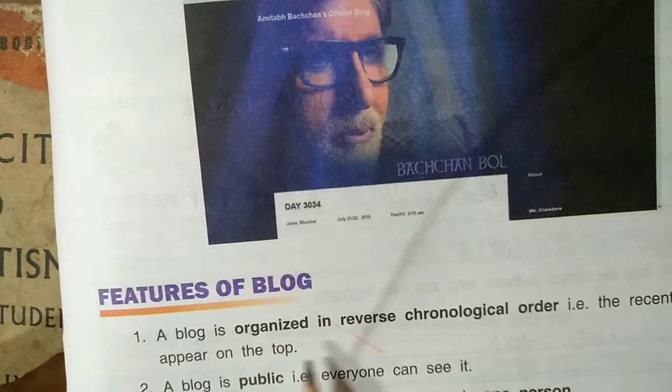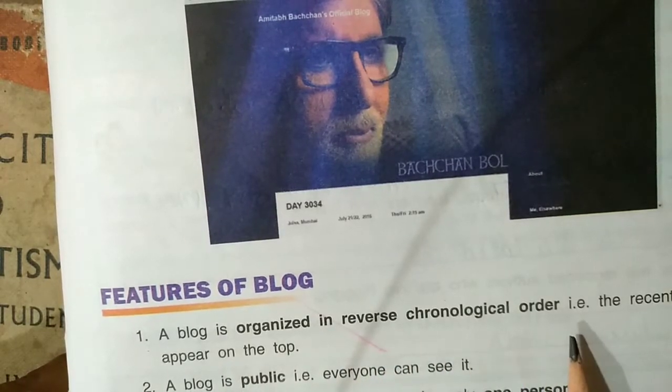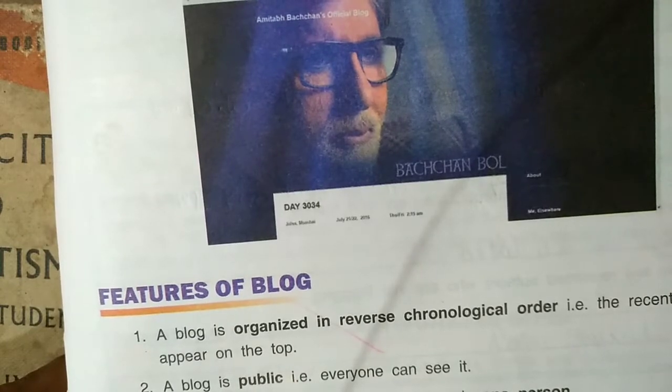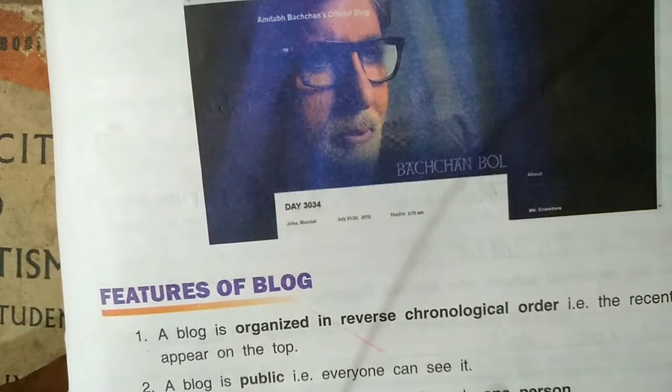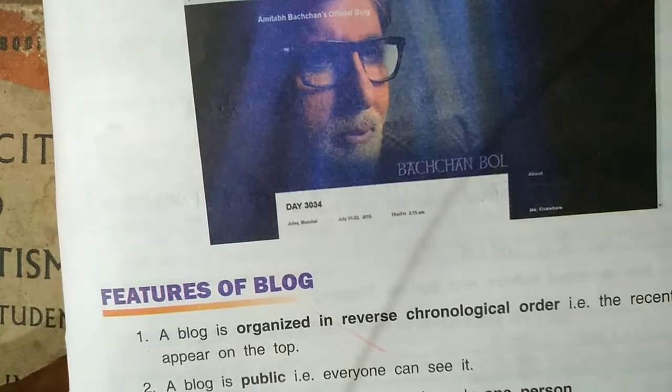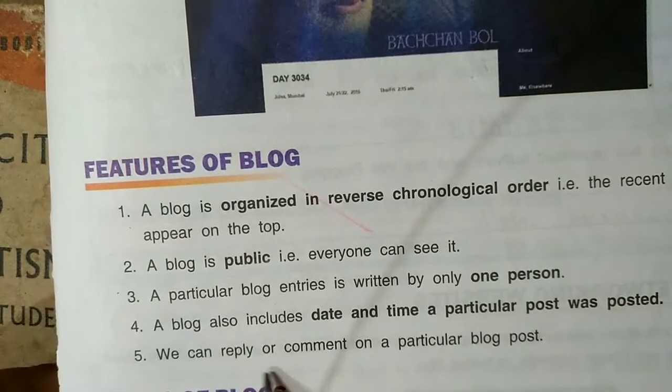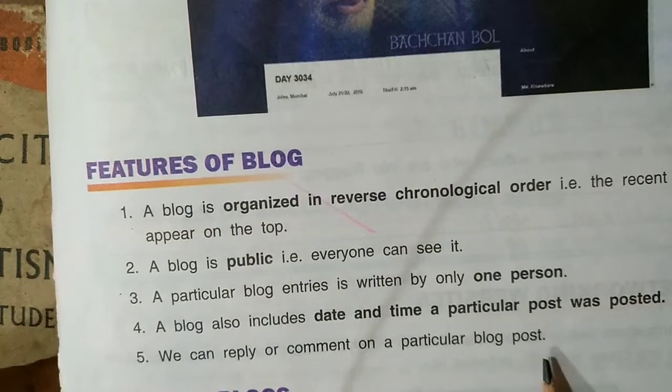Features of a blog. A blog is organized in reverse chronological order, that is, recent or latest posts appear on the top. A blog is public, that is, everyone can see it. A particular blog entry is written by only one person. A blog also includes the date and time a particular post was posted. We can reply or comment on a particular blog post.